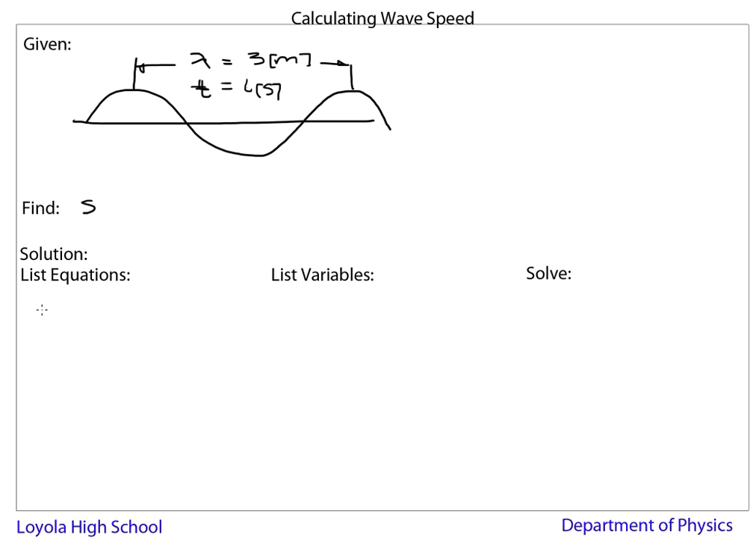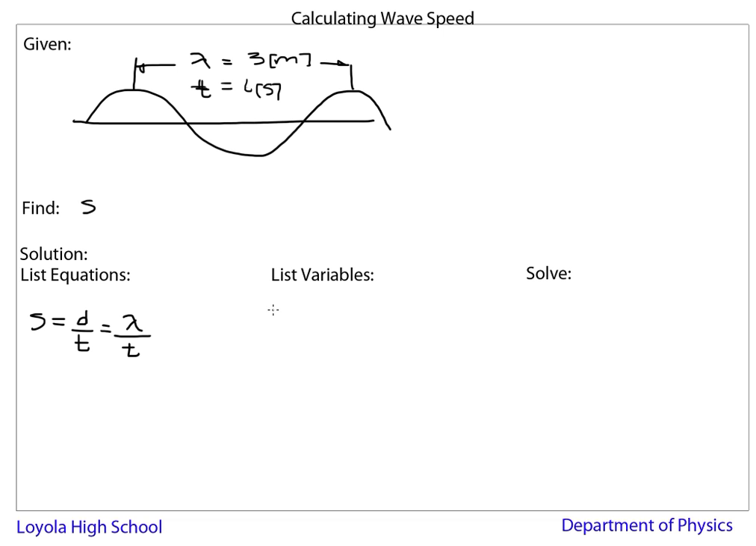So in the solution, we list the equations. The first equation is, well, for speed, you probably learned that speed is a distance over a time in previous science classes, and it still is, except the distance we're interested in is the wavelength distance, because it's still a distance, and how long it takes to do it.